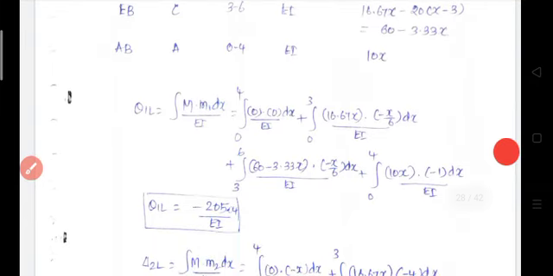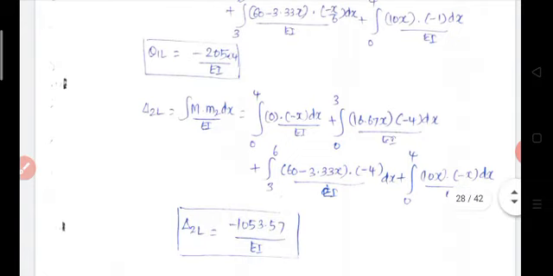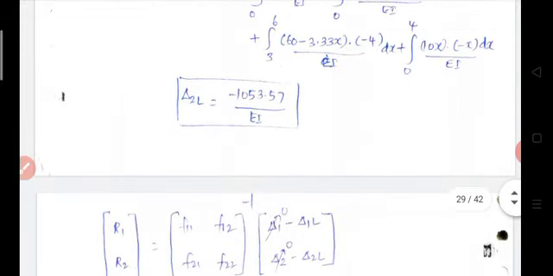Then finally, slope in the assigned coordinate direction 1 is equal to integration of capital M small m1 dx divided by EI. Okay. So, apply this for the entire portion of the frame. So, substitute capital M and small m1 values for each and every portion. Finally, slope is equal to minus 205.04 by EI. Then deflection in the second coordinate is equal to integration of capital M m2 dx divided by EI. Substitute for each and every portion. Then finally, after integrating it, delta 2L is equal to minus 1053.57 divided by EI.